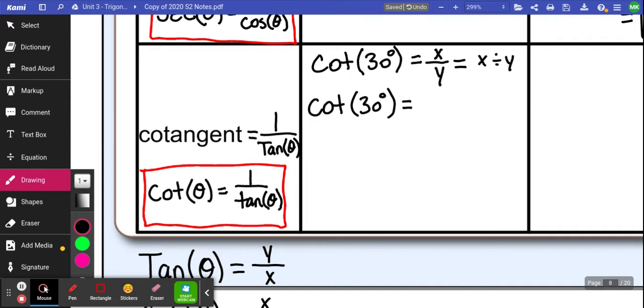Yeah. Can I have a blank unit circle? Yeah, I'll hook you up with one. Okay, now that we all got our unit circle.